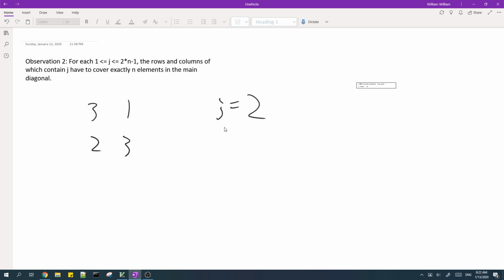If we look at j equals 2, the row and column which contains 2 also covers exactly two of the main diagonal elements. And for j equals 3, the same thing. With j equals 3, both of these are covered as well.